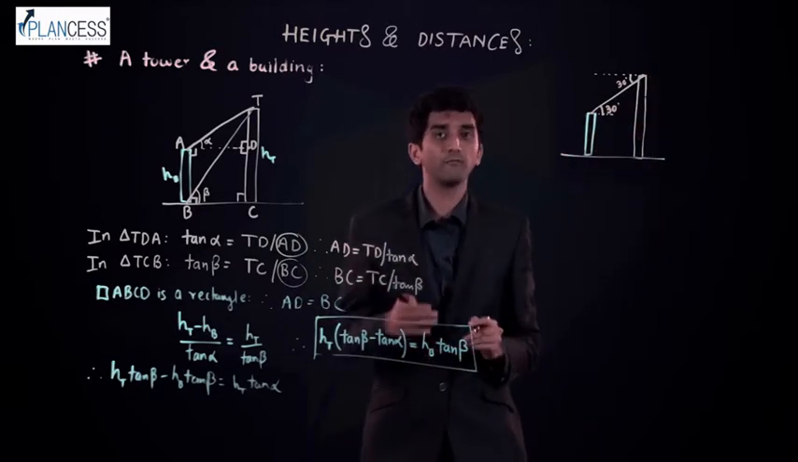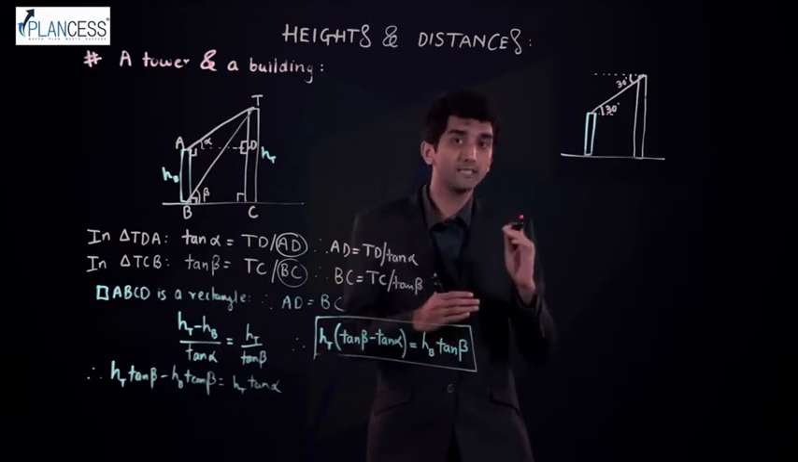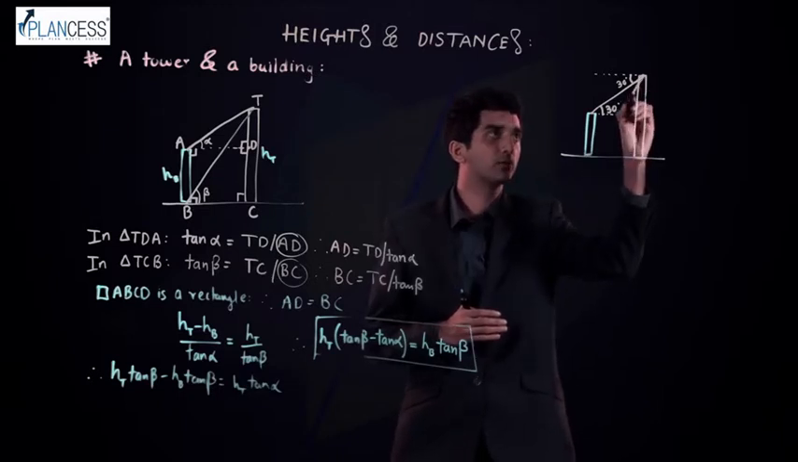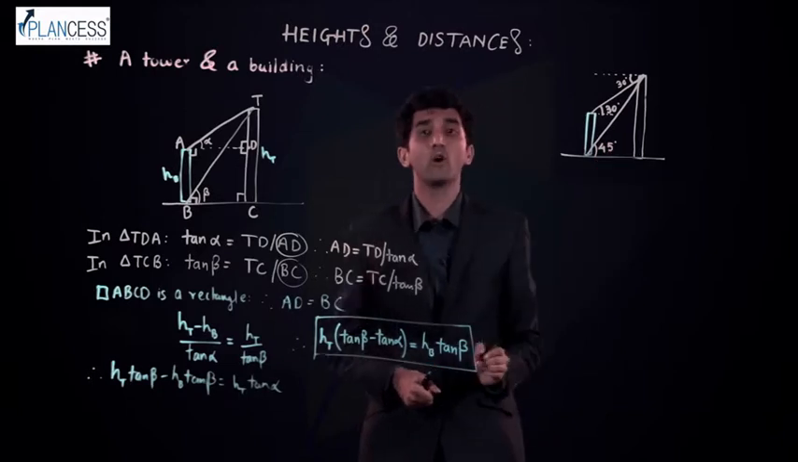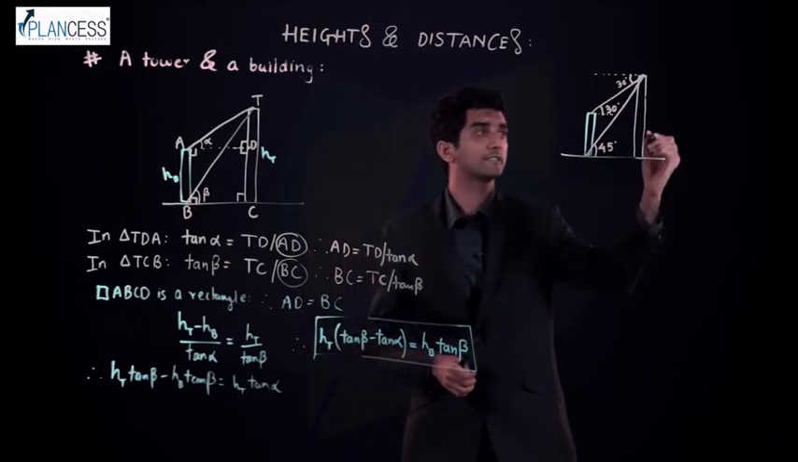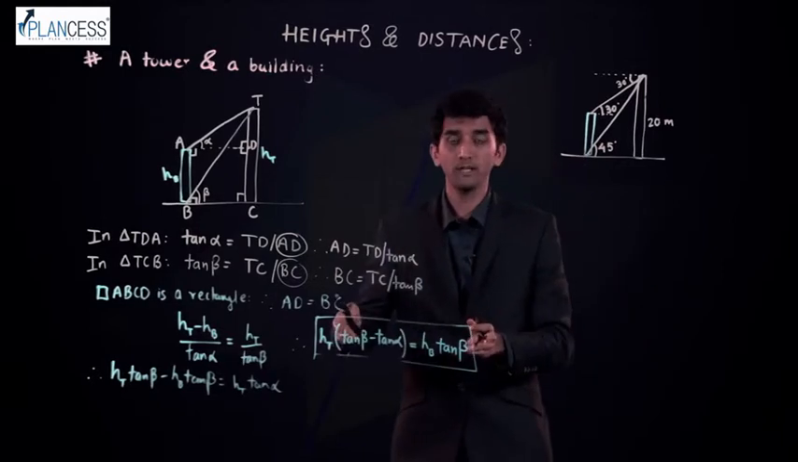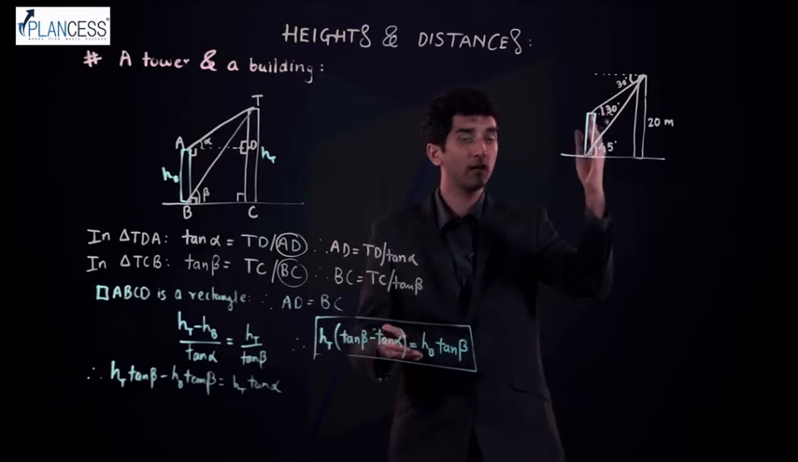Now after that we have also been given the angle of elevation of the top of the tower, which is this, from the bottom of the building, right? So we connect these two lines, 45 degrees, and also the height of the tower is given as 20 meters. So basically in this formula HT is given to us, beta and alpha are known to us.